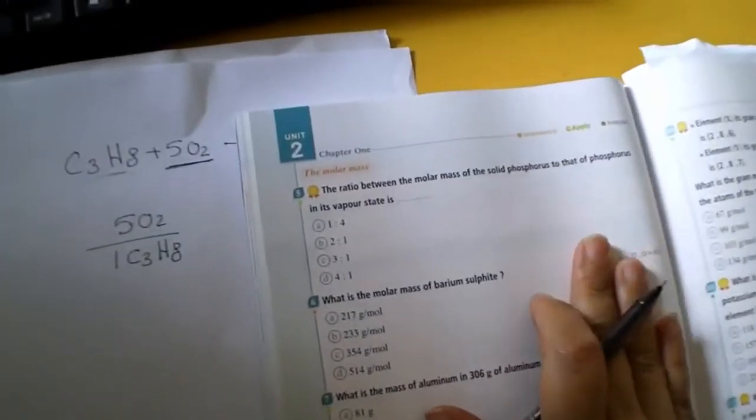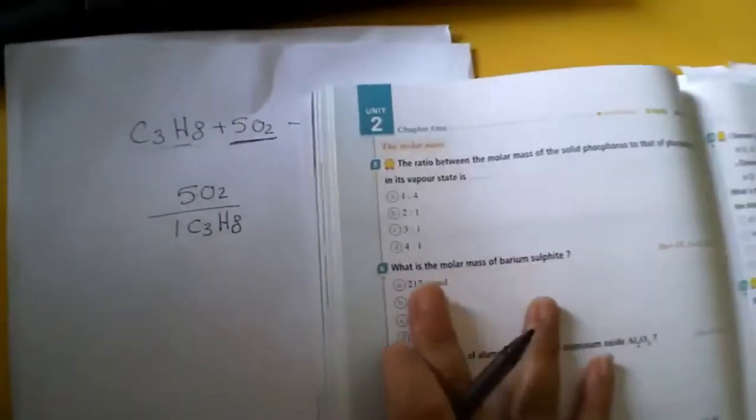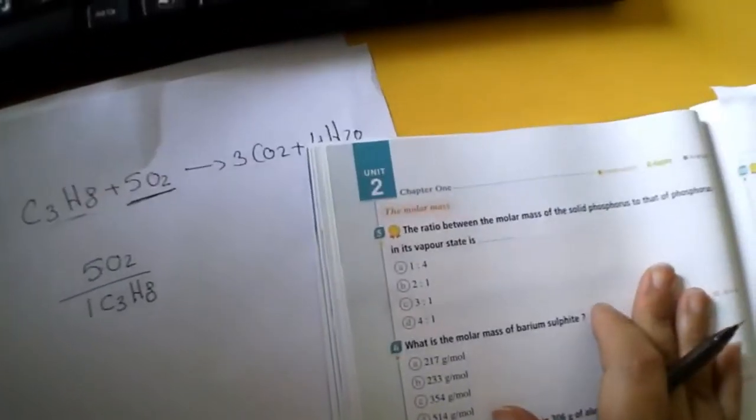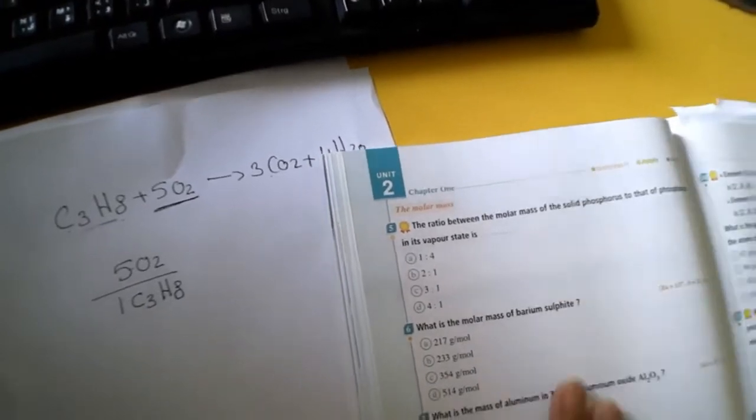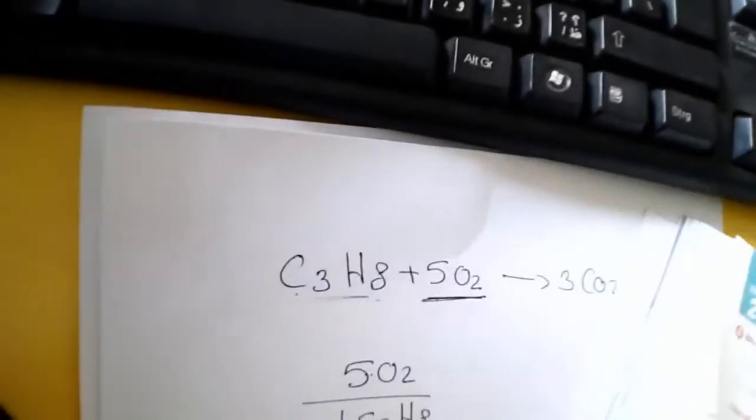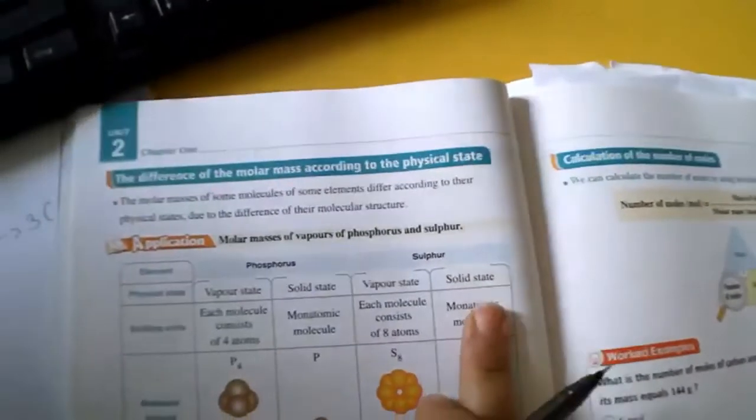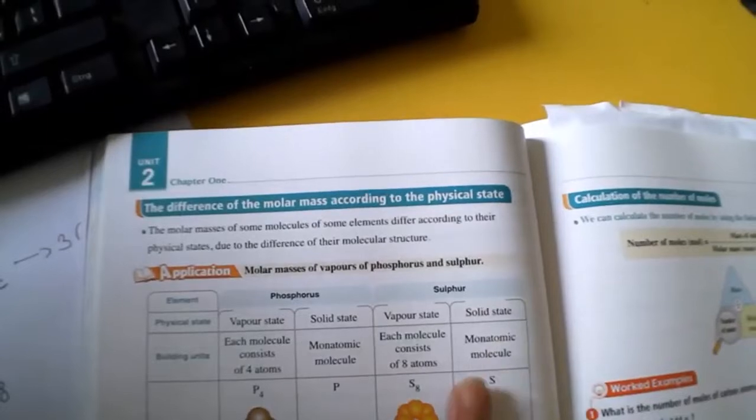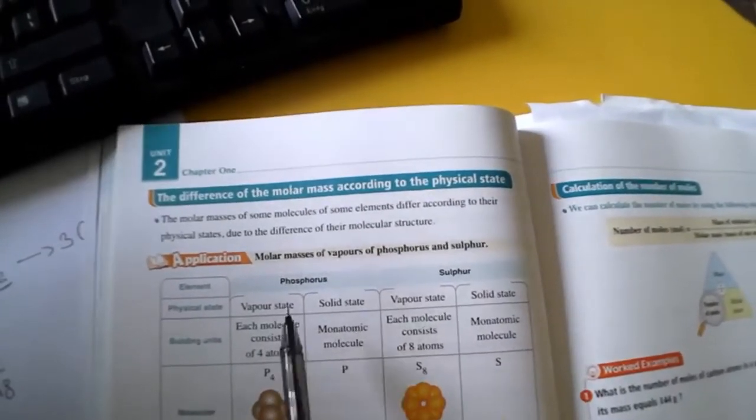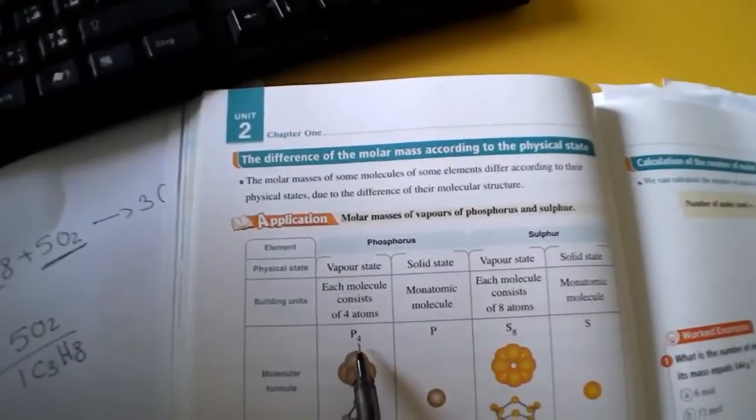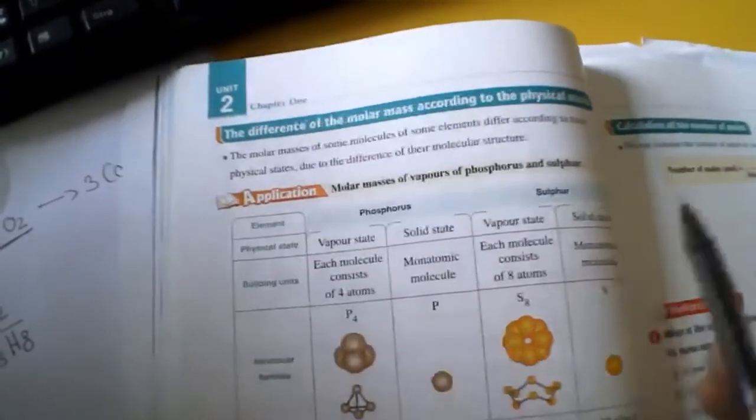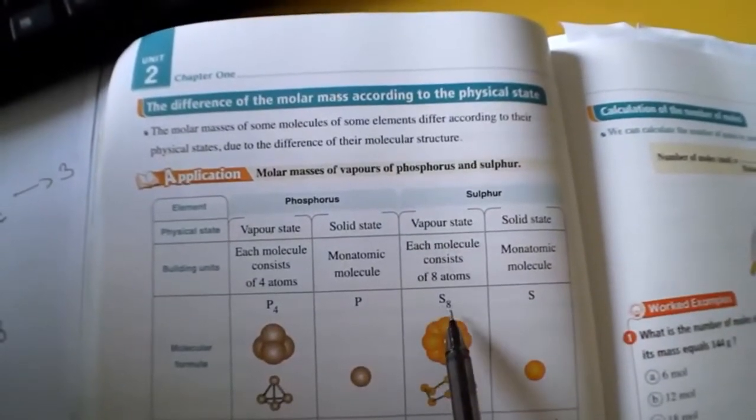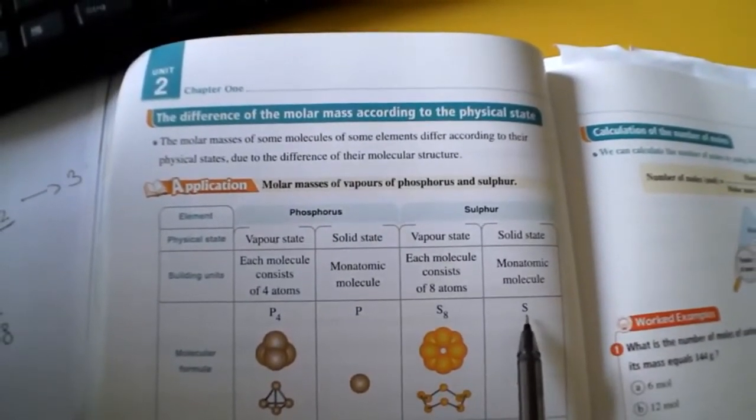Here we're gonna solve problems about the molar mass. The ratio between the molar mass of the solid phosphorus to that of the phosphorus in its vapor state. To just remind you about the difference between the states, we have phosphorus and we have sulfur. All of them have different physical states. The phosphorus in the vapor state is represented as P4, and in the solid state as P only. Sulfur in the vapor state is S8, and in the solid state it's S only.